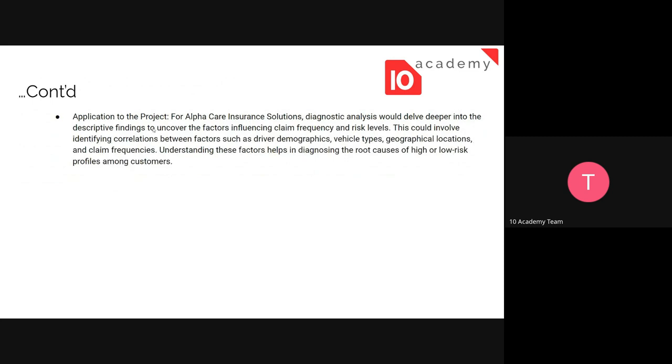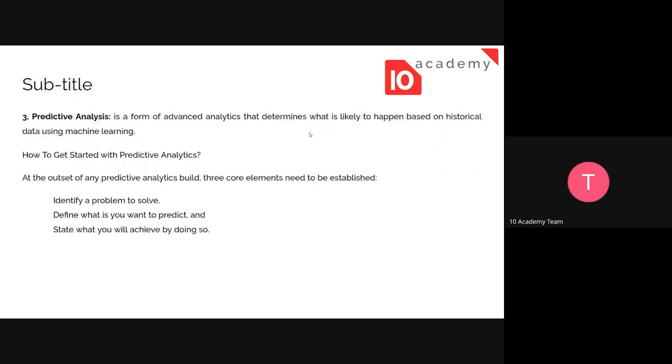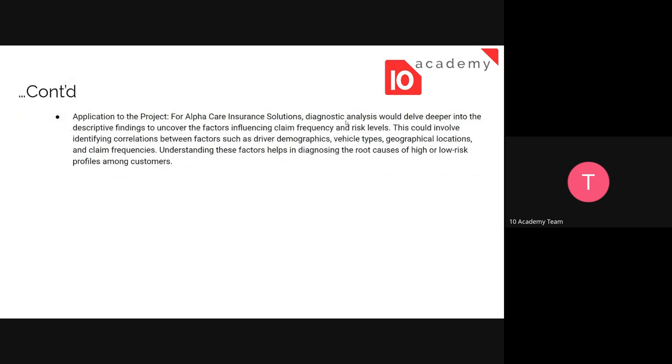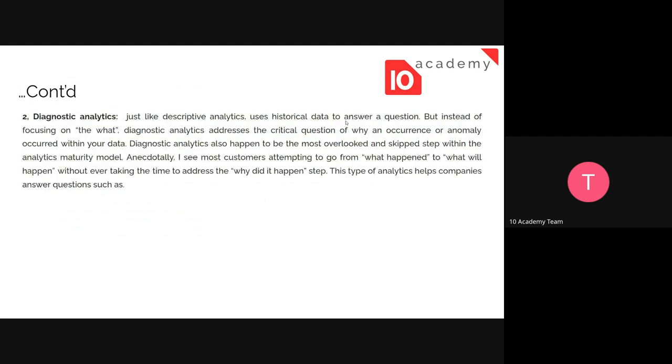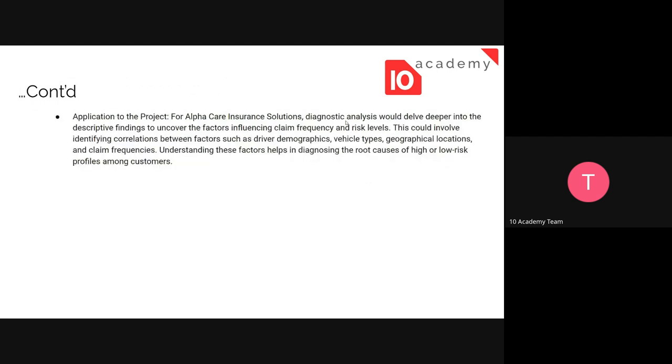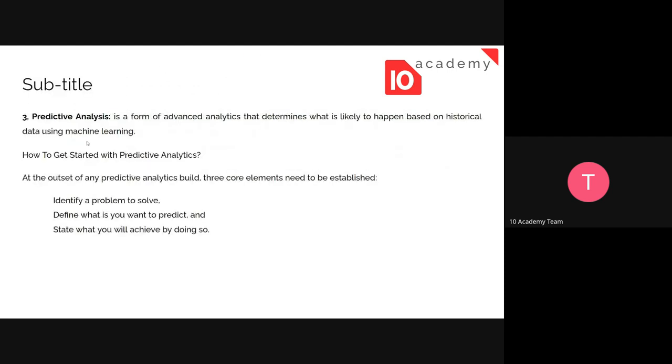So this could involve identifying correlations between factors such as drivers, demographics, vehicle types, geographical locations, and claim frequencies. So we're going to correlate those parameters or data, after seeing if there are some negative indications. So we've seen the descriptive and then the diagnostic analytics. So then we're going to make the predictive analysis.